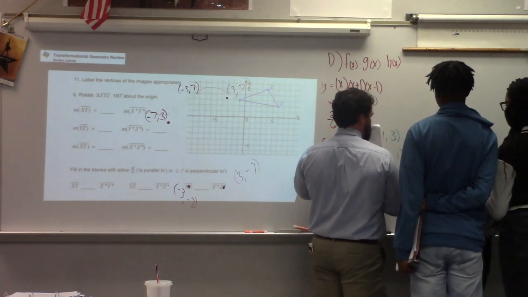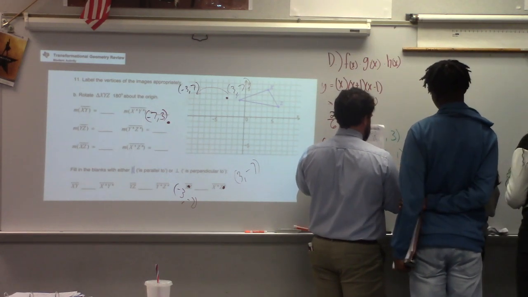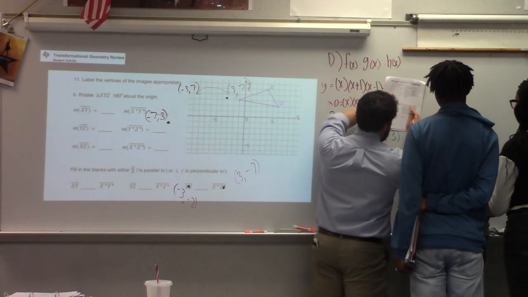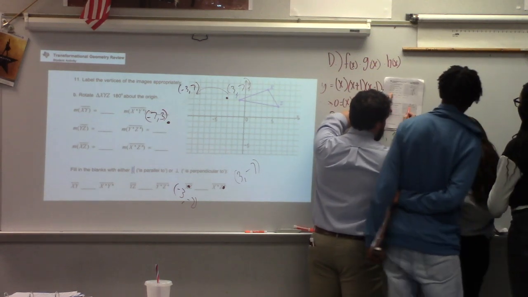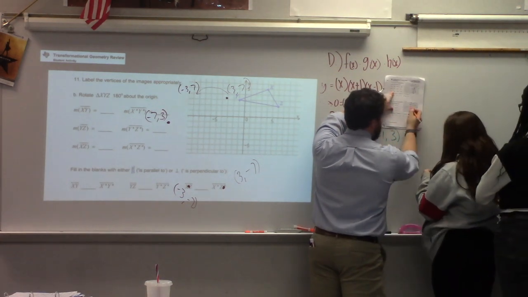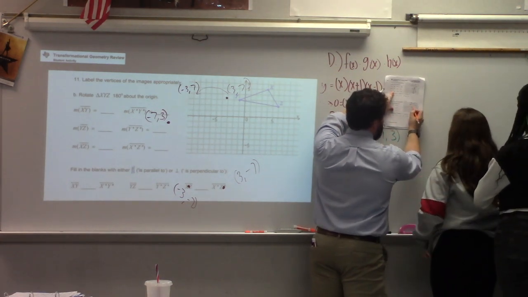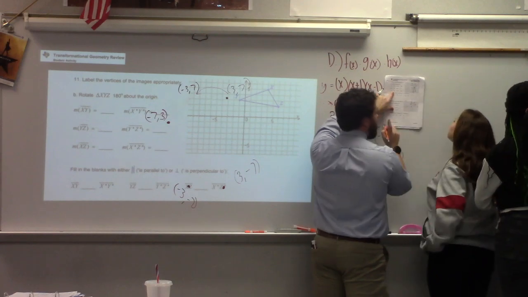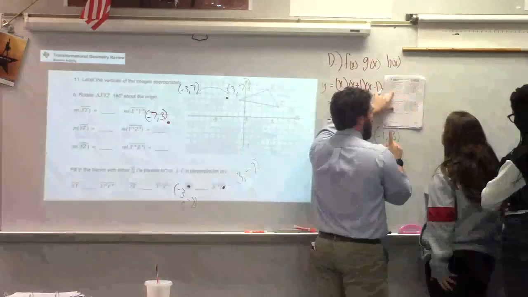Why are you confused? Why is y over here? That's what I said. That's why I said -1 times the left one. Now that's a 90 degree rotation.